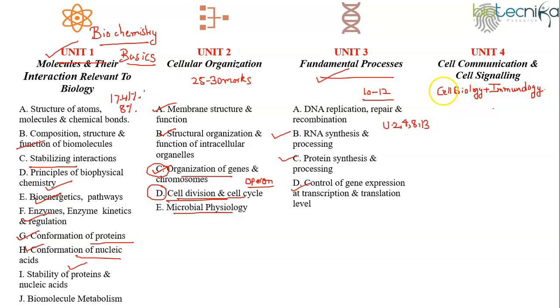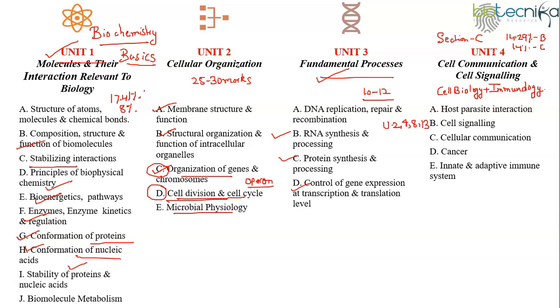Unit 4 is one of the most important units for CSIR NET Life Sciences preparation, and it is highly scoring, specifically from the Section C perspective, Section C of the CSIR NET Life Science exam. So this unit carries a weightage of 14.29% in Part B and 14% in Part C. Unit 4 is divided into 5 subunits, namely host-parasite interaction, cell signaling, cell communication, cancer, innate and adaptive immune system.